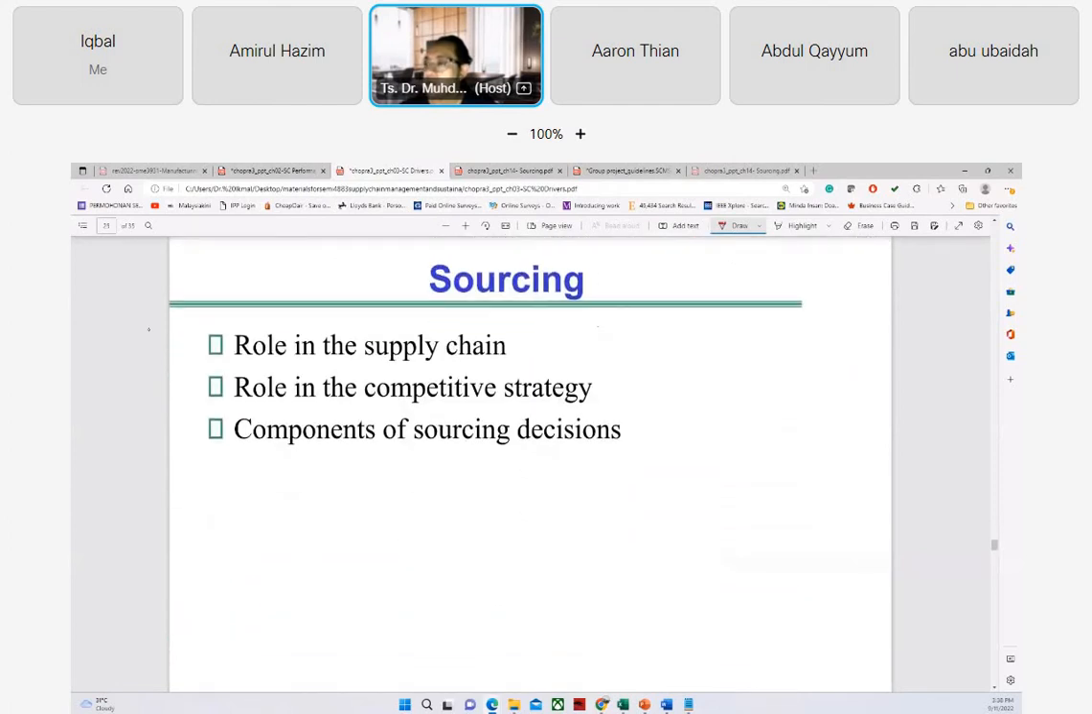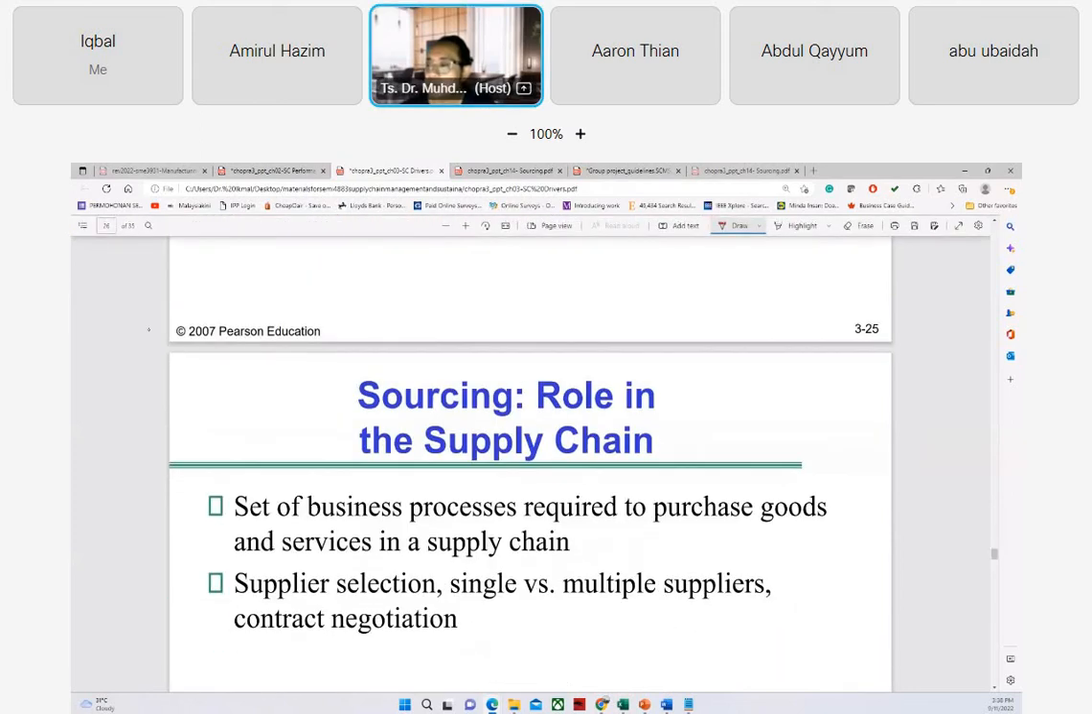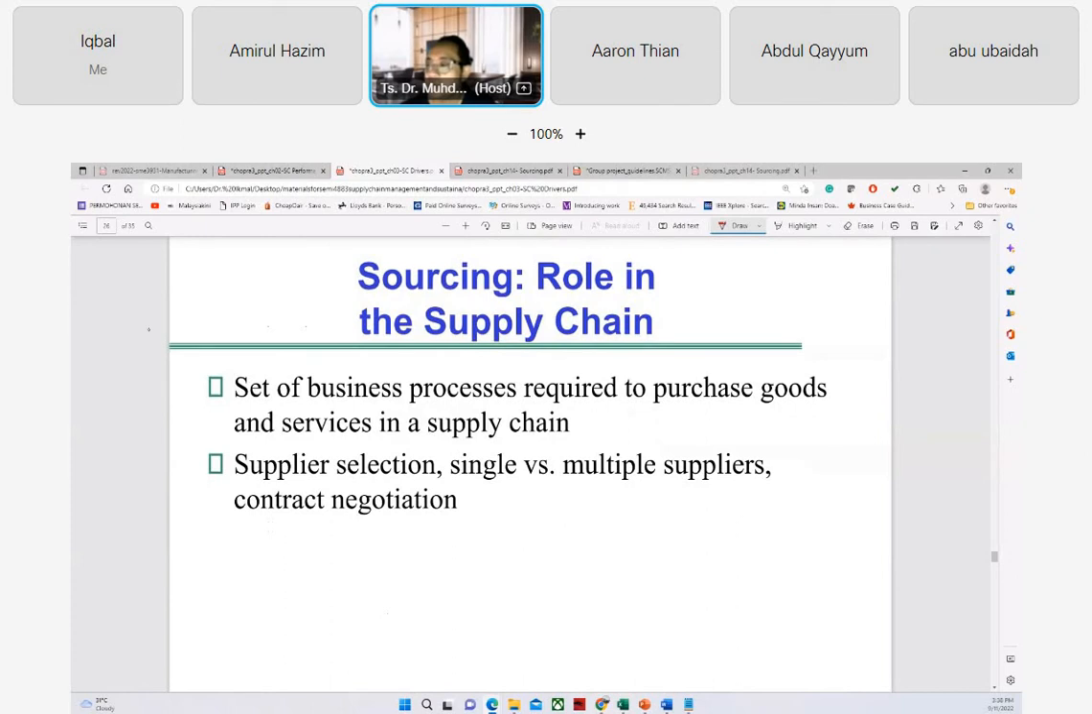Okay, so sourcing role in the supply chain. Okay, apa dia role in supply chain for a sourcing? Set of business process required to purchase good and service in a supply chain. So supplier selection, single versus multiple supplier, contract negotiation.